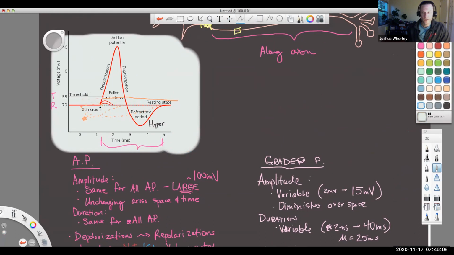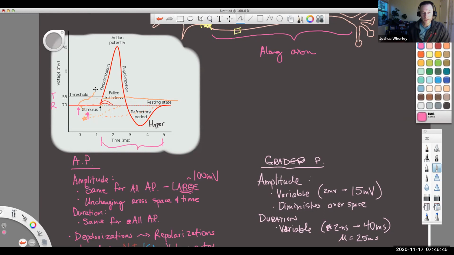Okay, so we could have summation happening like this. We could have a little graded potential that doesn't get us to the threshold, but what if we get another stimulus right there that does get us to threshold? Then we'll start off an action potential, right? So there's the stimulus, and then another stimulus right there. These stimuli are separated in time. And so this would be temporal summation of graded potentials to get us to threshold.